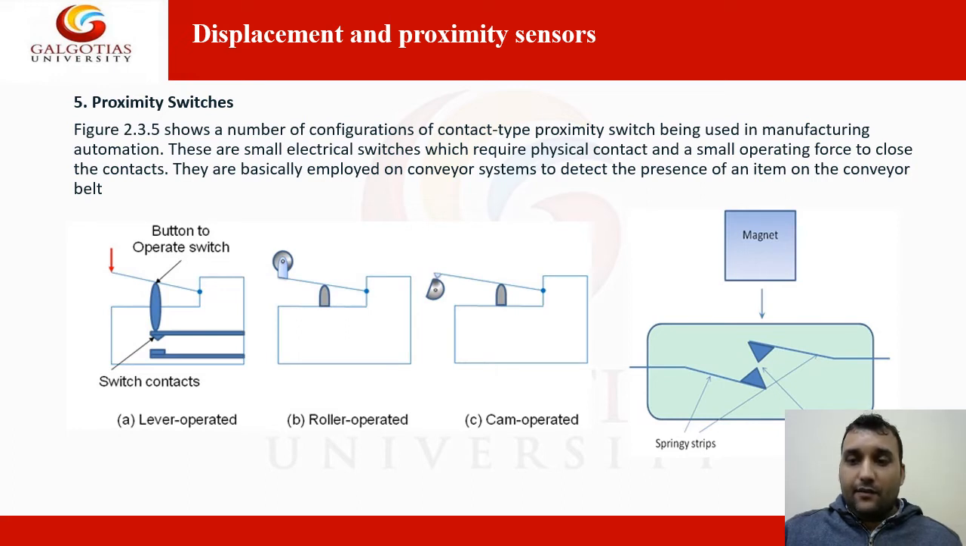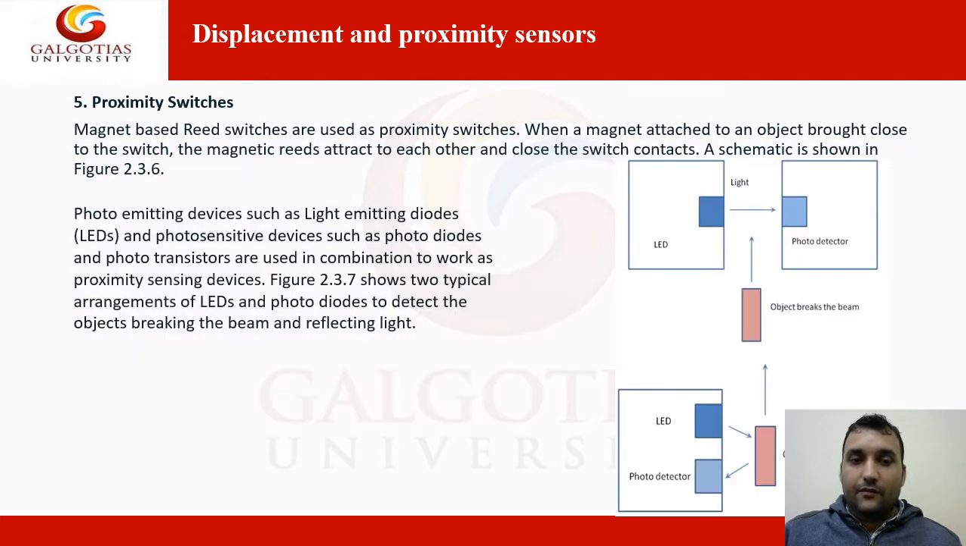And here, behind this switch, this is a spring strip. This is the switch and this is the magnet. So when this magnet is pressed, these connections are connected to each other. So the voltage passes through and this switch gets on. So magnet-based reed switches are used as proximity switches when a magnet is attached.